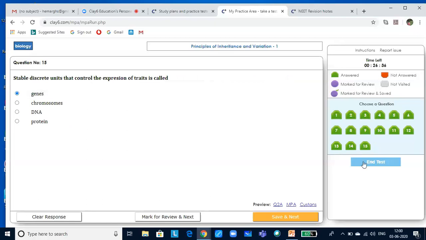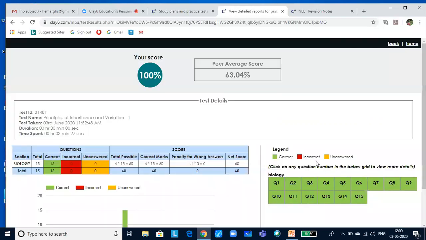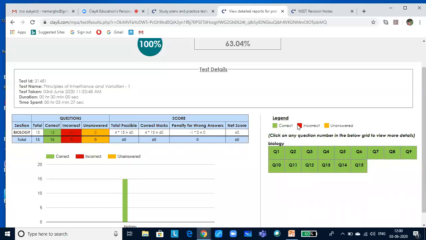So I'm ending the test. Let us see what the answers are. So all the answers are correct. If any answer is wrong, then you will see a red colored box. If you click on that box, your answer and the correct answer along with the explanation will be given. If you have not attempted, it will show in yellow color. Again, you click on that box and you will be able to see the correct answer along with the explanation.